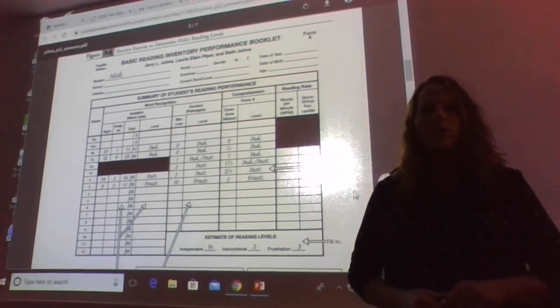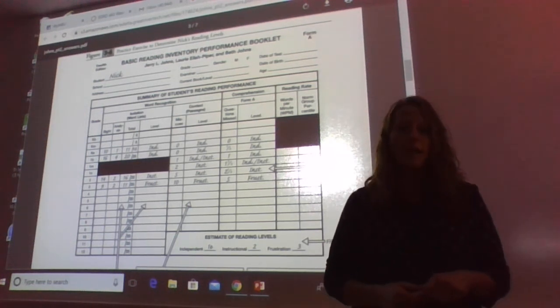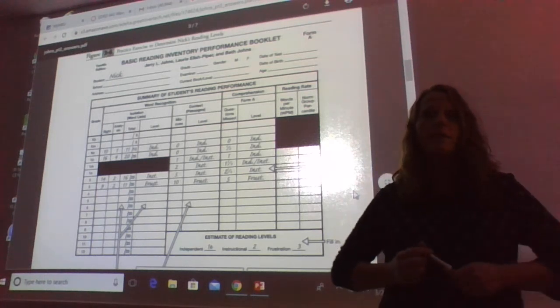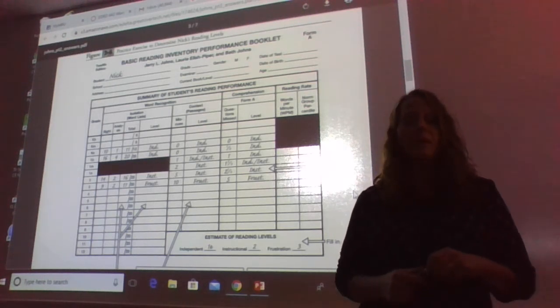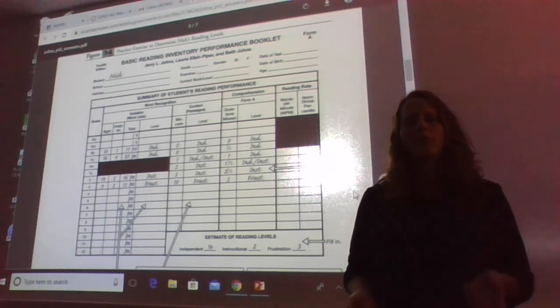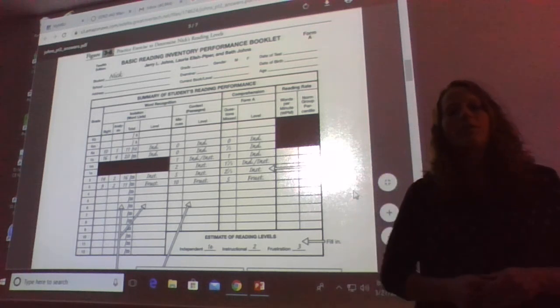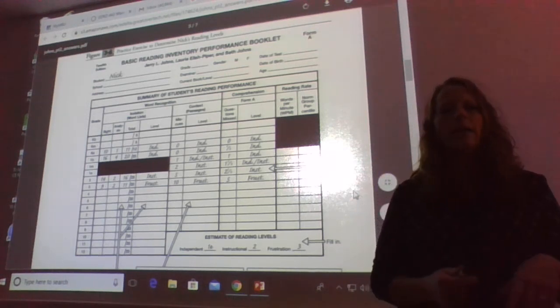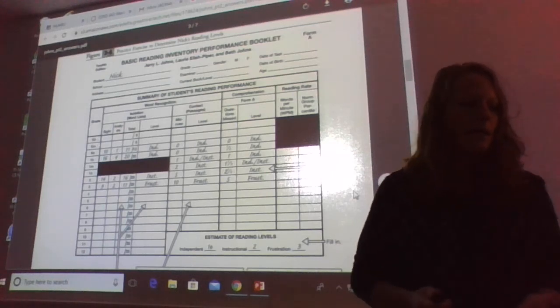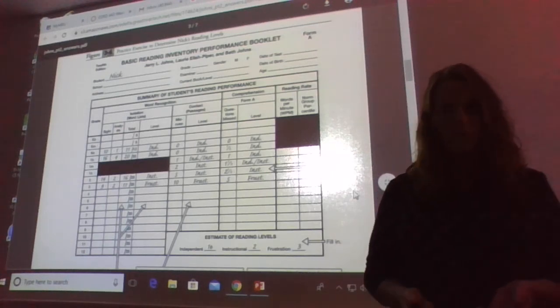Hi, this week we're going to be talking about how to analyze the BRI, and that is compiling all of the data and making some decisions based on trends or patterns that we see. And the first thing that I'm going to show you today is how to fill out the performance booklet cover.